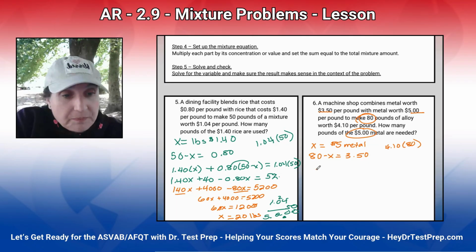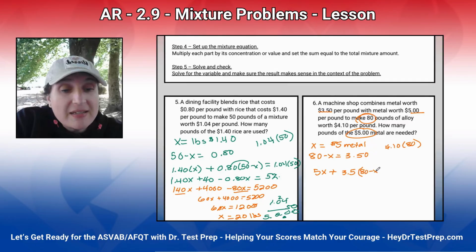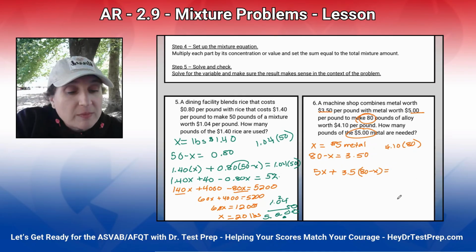So we've got 5x plus 3.5 times 80 minus x. I intentionally didn't put the 0 because it's just a 0. We don't need it. Equals, and then we'll multiply this. 41 times 8 with 2 extra zeros, 2 decimal points, $328.